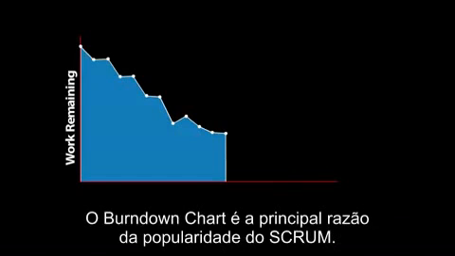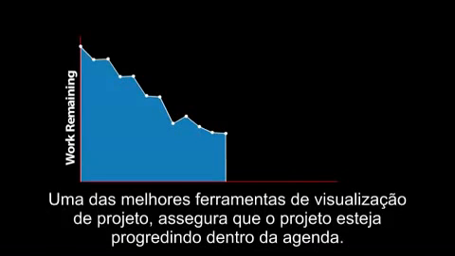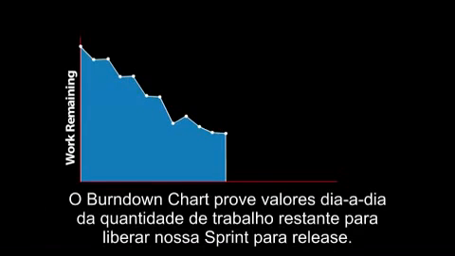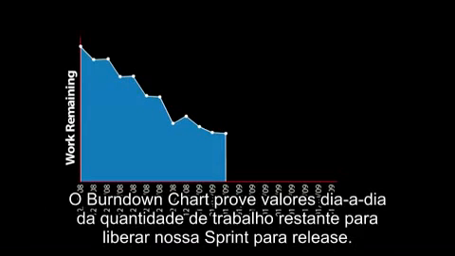The burn-down chart is the number one reason for Scrum's popularity and one of the best project visibility tools to ensure a project is progressing smoothly. The burn-down chart provides a day-by-day measure of the amount of work that remains in a given sprint or release.